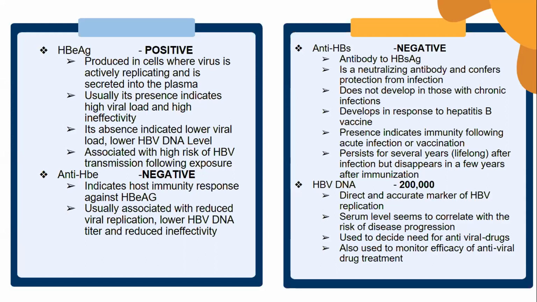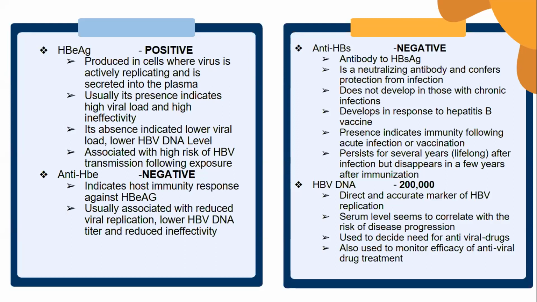He is negative for anti-HBs, which is the antibody for HBs antigen. It is a neutralizing antibody and confers protection from infection. It is not developed in those with chronic infections. It develops in response to hepatitis B vaccine, and its presence indicates immunity following the acute infection or vaccination. It persists for several years after infection, but it will disappear in a few years after immunization.